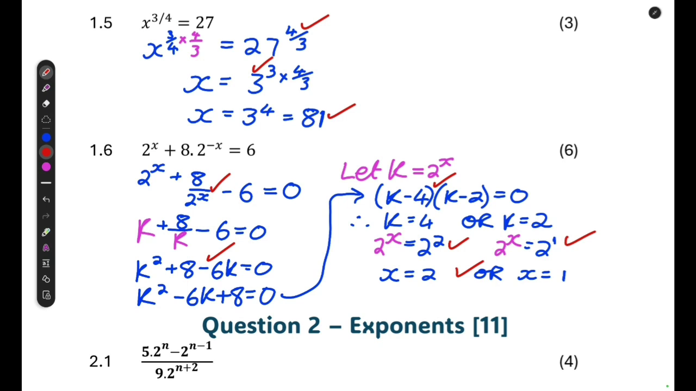Guys, please try it. Don't just leave it open. Even if you don't get all 6, if you can get at least 3, then it is already a bonus for your test.